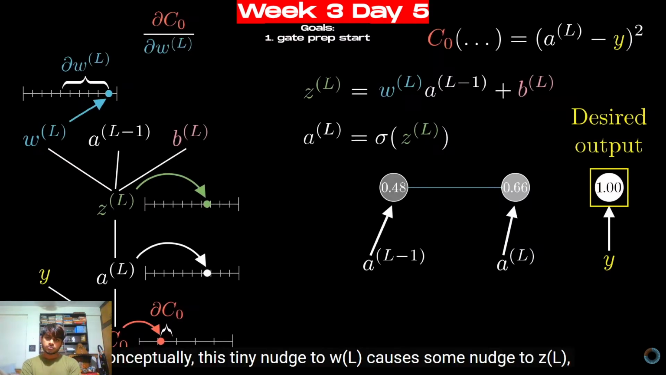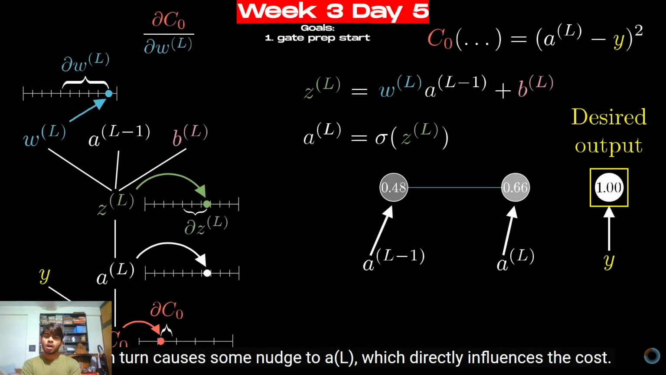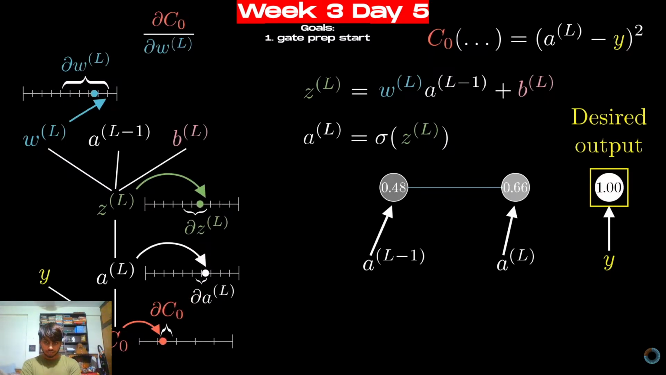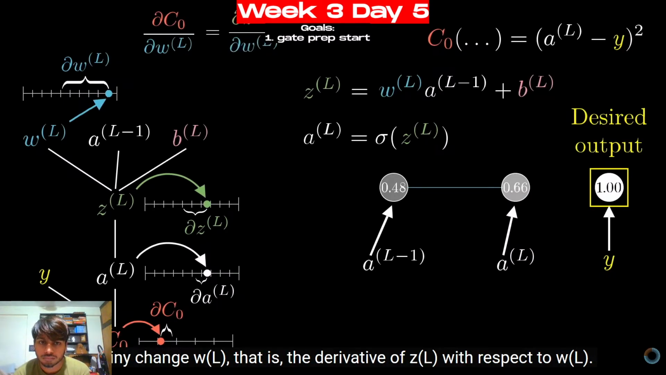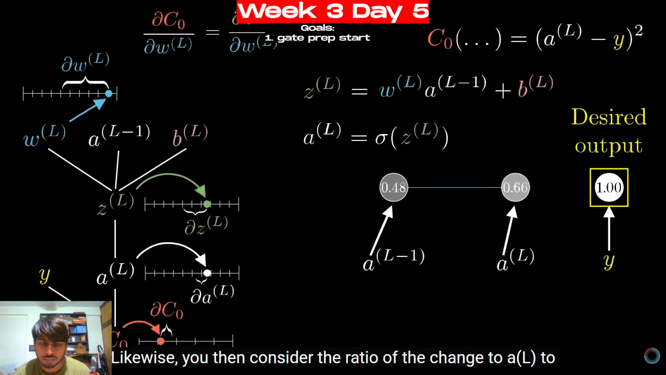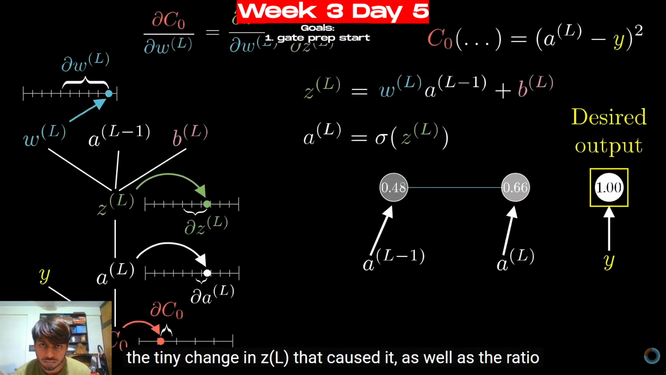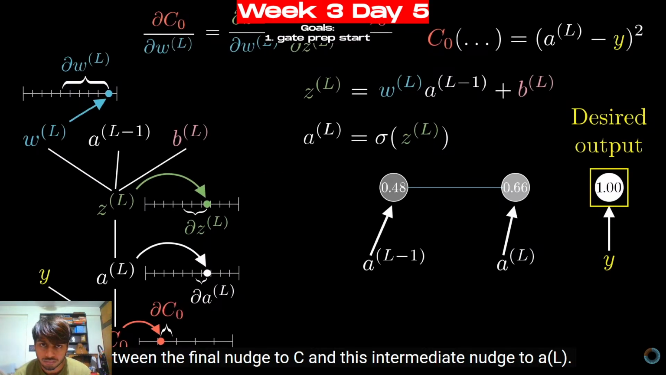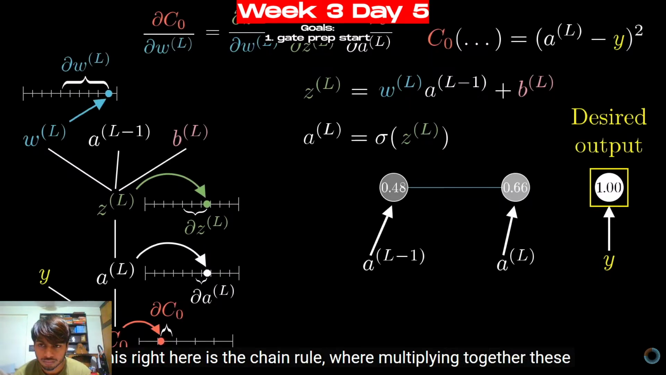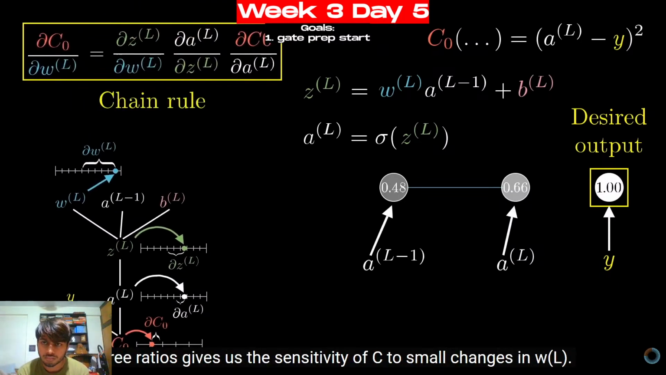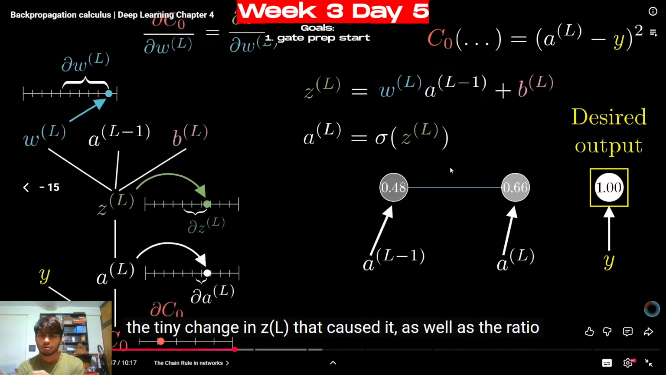Conceptually, this tiny nudge to WL causes some nudge to ZL, which in turn causes some nudge to AL, which directly influences the cost. So we break things up by first looking at the ratio of a tiny change to ZL to this tiny change in W. That is, the derivative of ZL with respect to WL. Likewise, you then consider the ratio of the change to AL to the tiny change in ZL that caused it, as well as the ratio between the final nudge to C and this intermediate nudge to AL. This right here is the chain rule, where multiplying together these 3 ratios gives us the sensitivity of C to the change in ZL that caused it.